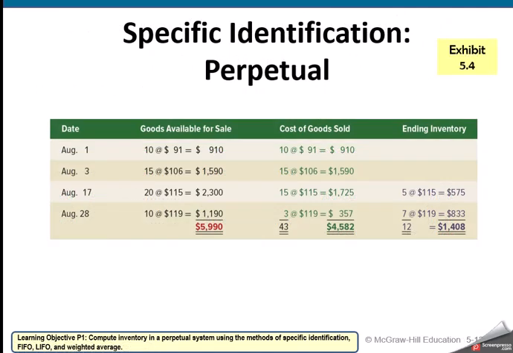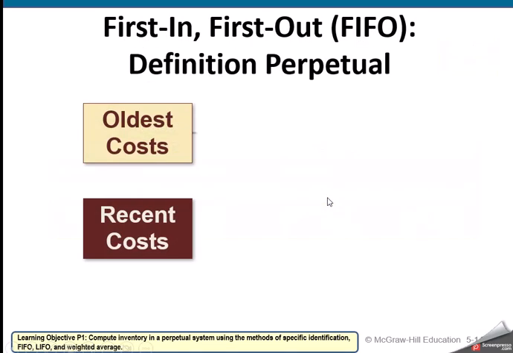So then we go through each computation individually to say, okay, if it's specific identification, we know specifically which one sold. So then we are going to say, we know what's left in our ending inventory. We had 5 of these units, this is the cost. 7 of these units, that's the cost. And we know specifically that all of these ones were sold. So we don't have to come up with any type of estimates.